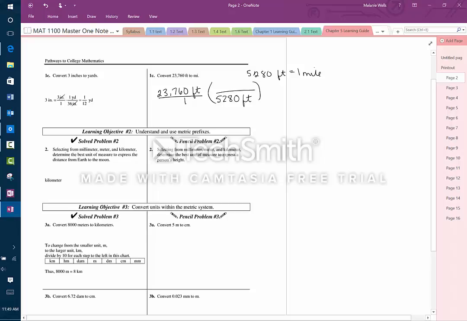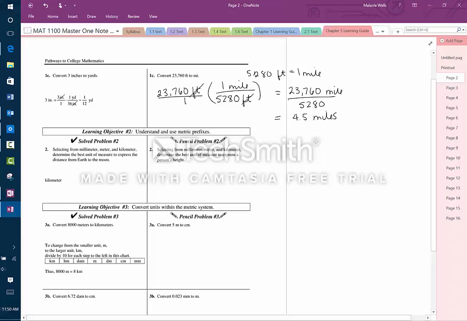5,280 feet is equal to 1 mile. That way the feet are going to cancel out. When I multiply across the top, I've got 23,760 miles over 1 times the 5280, and notice the only units I have left are miles. Go ahead and divide that in your calculator, which would give me 4.5 miles.